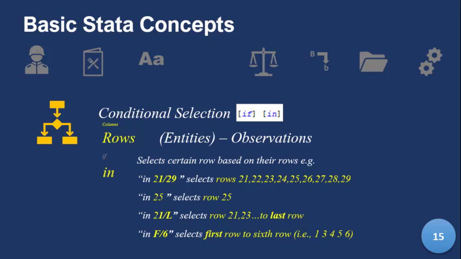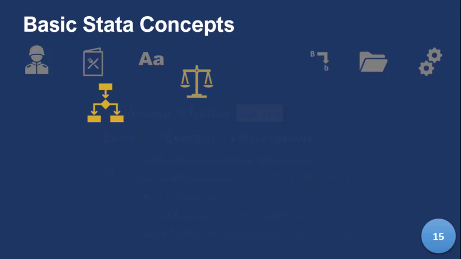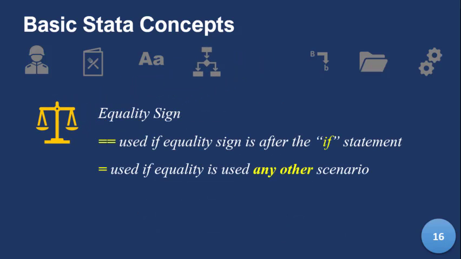So when you use the in statement, you are not really worried about any value. You're just worried about the row number, which we are going to show you when we talk about the interface. The other issue I really want to emphasize here is what we call the equality sign. This is used after the if statement. There's a double equal sign after the if statement, but if the if statement is not used, you just use a single equal sign. We will try to explain all these in detail.